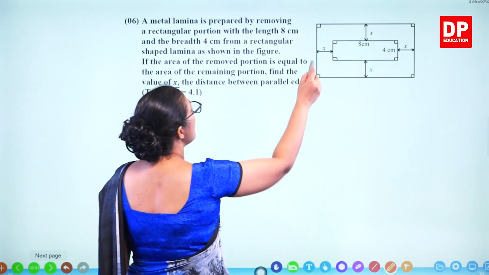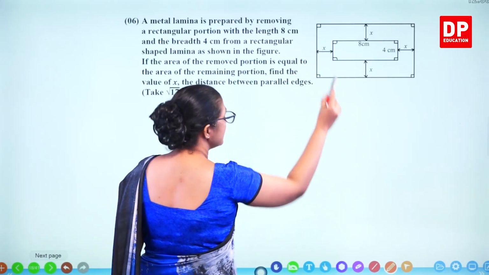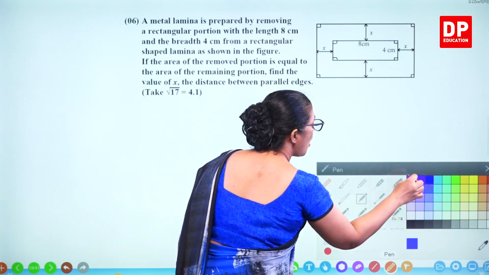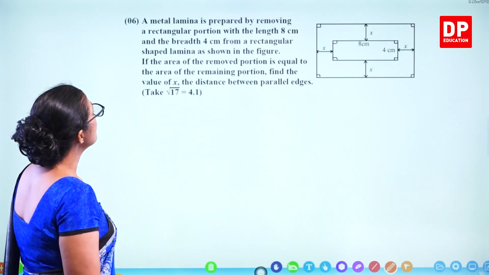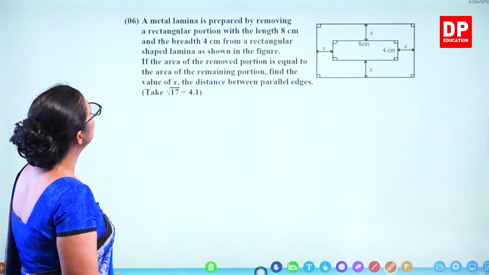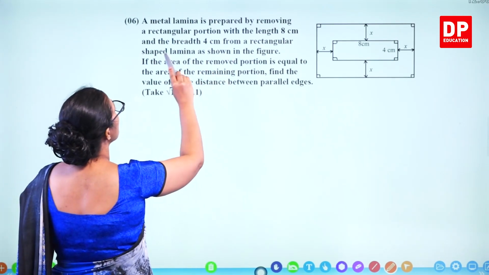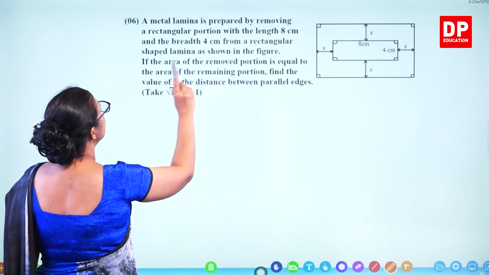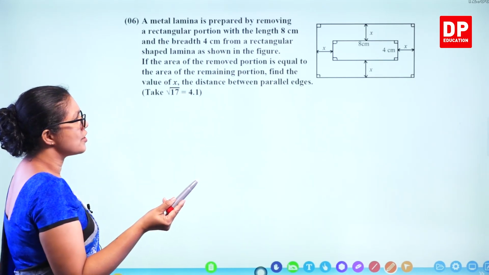So you are asked to find out the x value, the distance between these. So how can we do that? We can find out using the area. The area of the removed portion is equal to the area of the remaining portion.